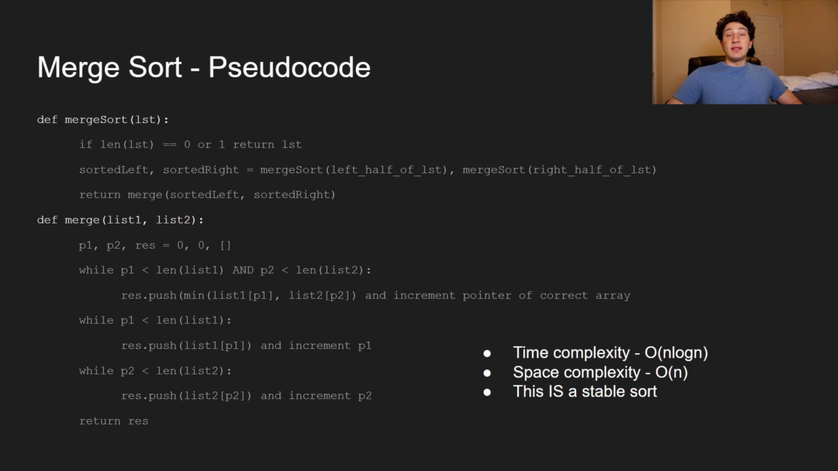It kind of depends how you actually implement the merge function, but assuming that you do it in a way where duplicates basically are always going to be chosen from the same array, and you give one array priority over the other, then it is going to be stable.